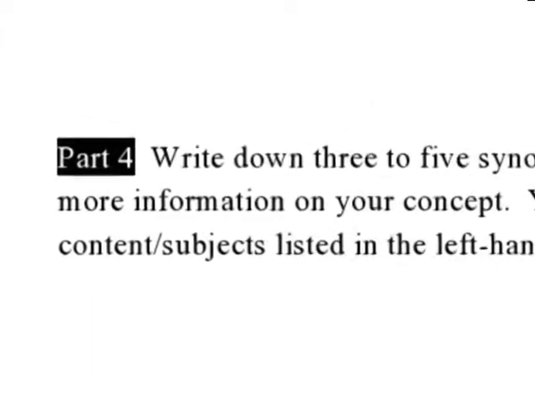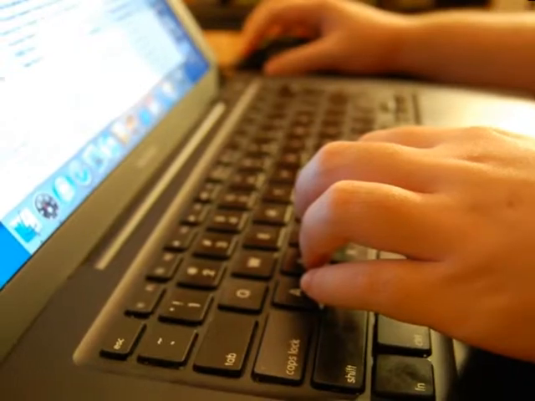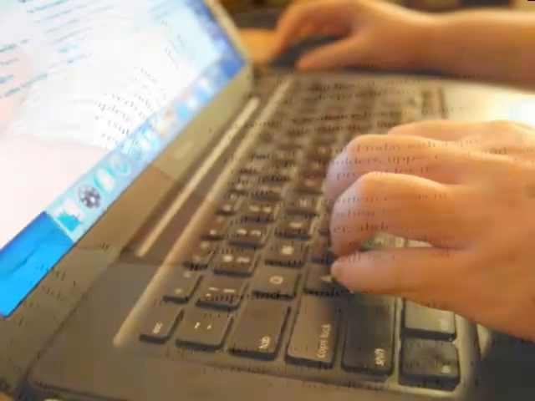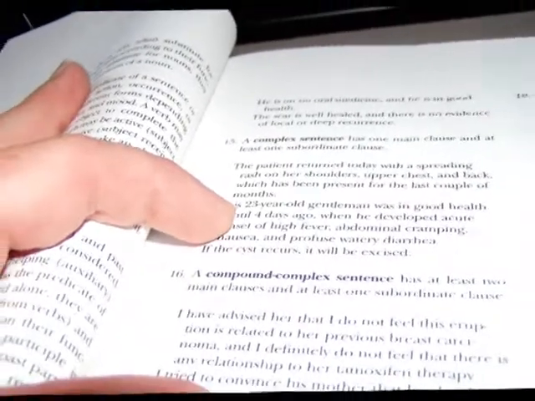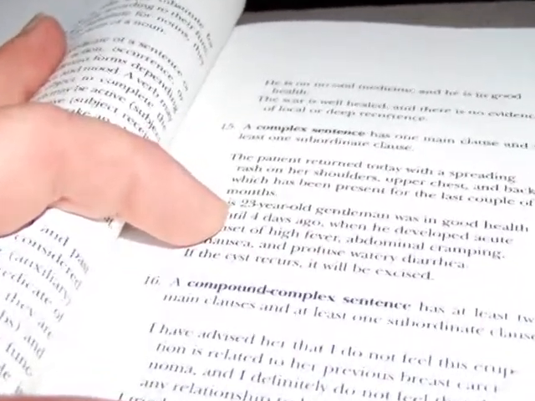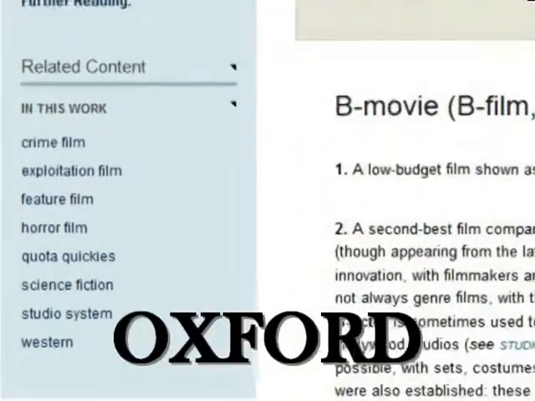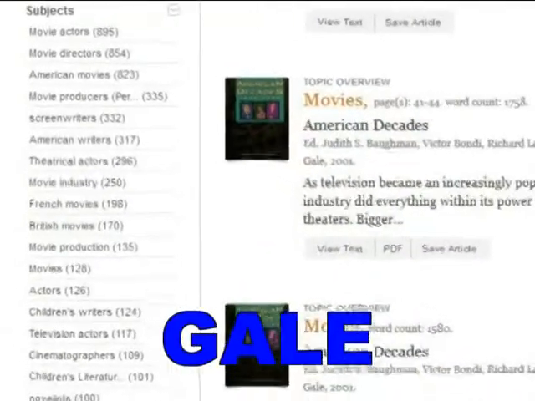And finally, in part 4, you will need to consider what synonyms or alternative search terms you could use to learn more about your concept. You can find these both in the body of the article or in a list of related content and subjects. In both the Oxford and Gale reference databases, for example, these can be found on the left-hand side of the screen.